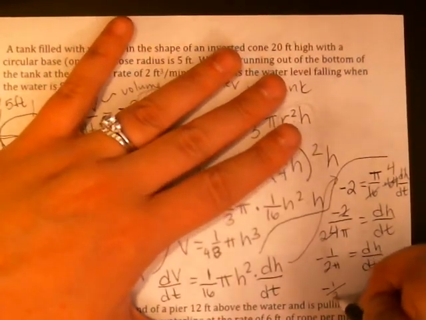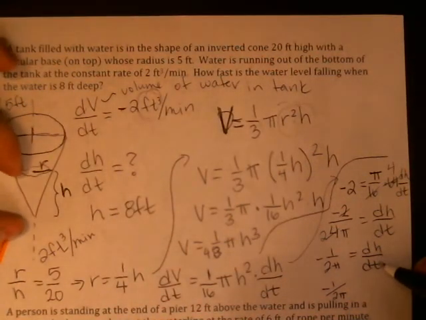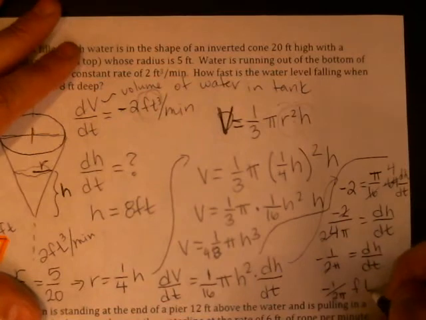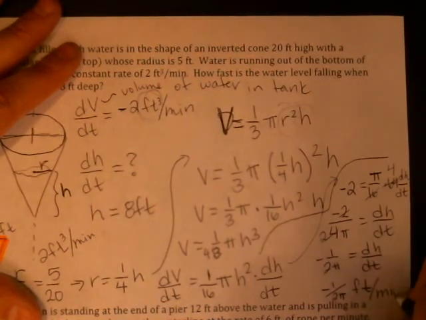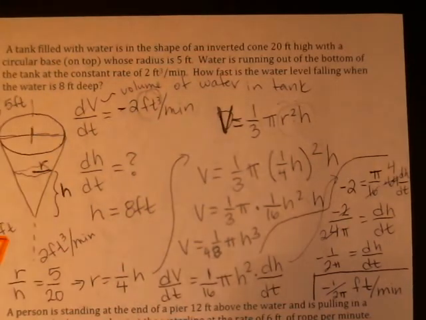So this is in the ballpark of -1/6, and this is the rate of change in h, so this should be feet per minute. So when the water is 8 feet deep, the water level should be dropping at a rate of roughly 1/6 of a foot per minute.